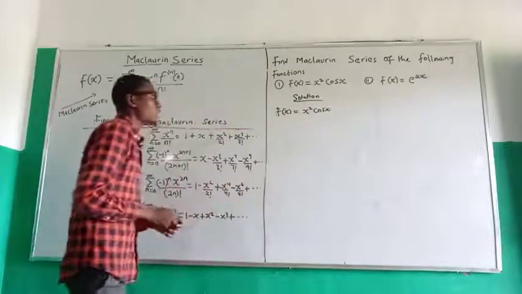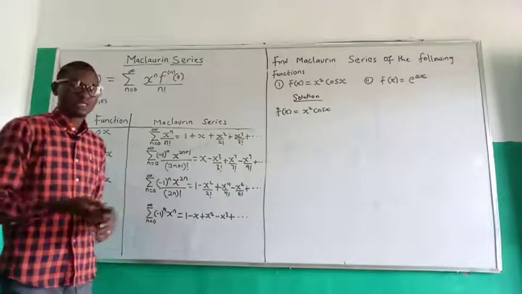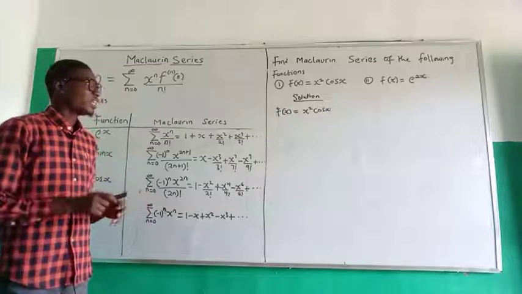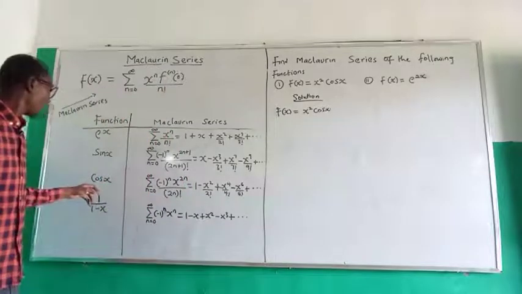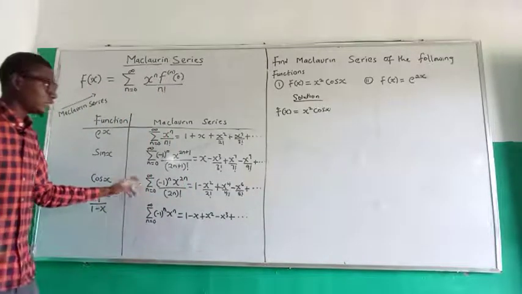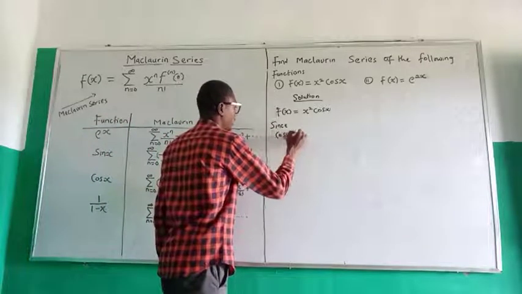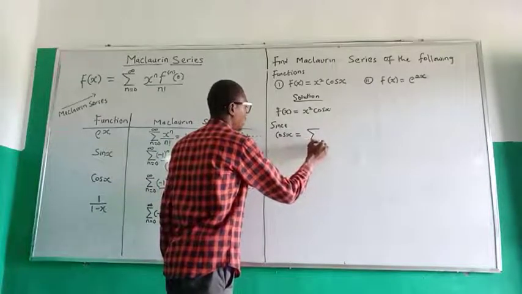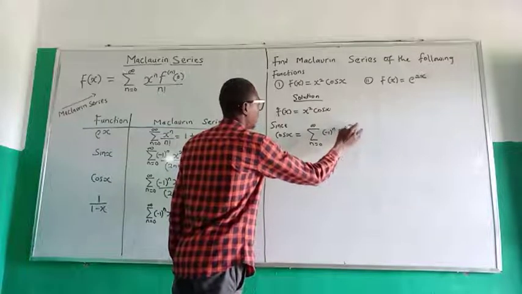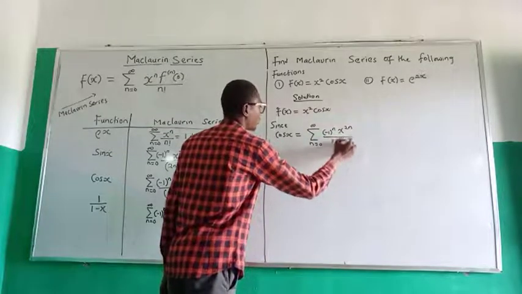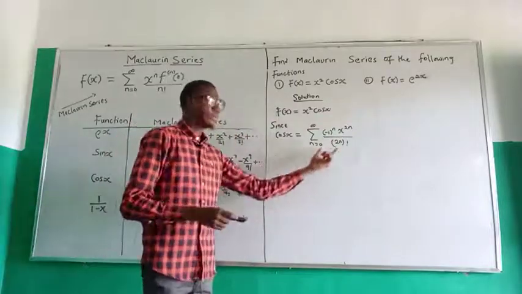Now in this question, you don't have to stress yourself looking for the derivatives. You don't need that. The only thing you need here is that you already know the Maclaurin series for cos x from the table. So cos x is the summation from n equals 0 to infinity of minus 1 raised to the power n, x raised to the power 2n, divided by 2n factorial. That means cos x is the same thing as this.